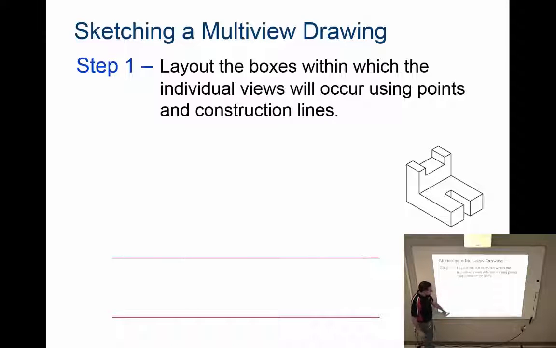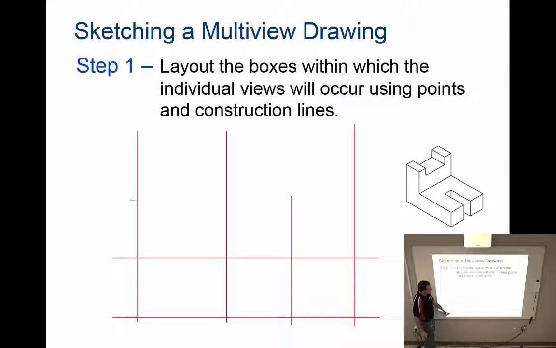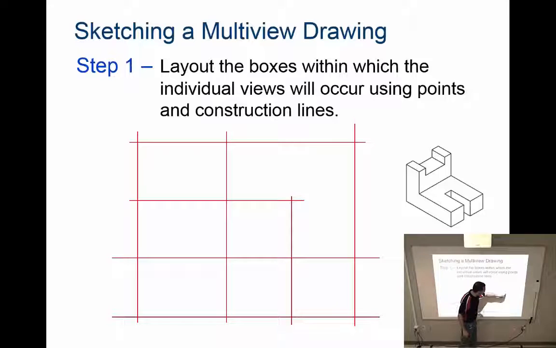So I'm using red as my construction lines, and I'm laying out in the proper orientation the space that would be needed for each of the views. So the overall width here for where my front view is going to go is based on the dimension for this line here. That's the width of my object. The overall height for the front view is based on the overall height of my object here. And I use the same dimensions for the other views.